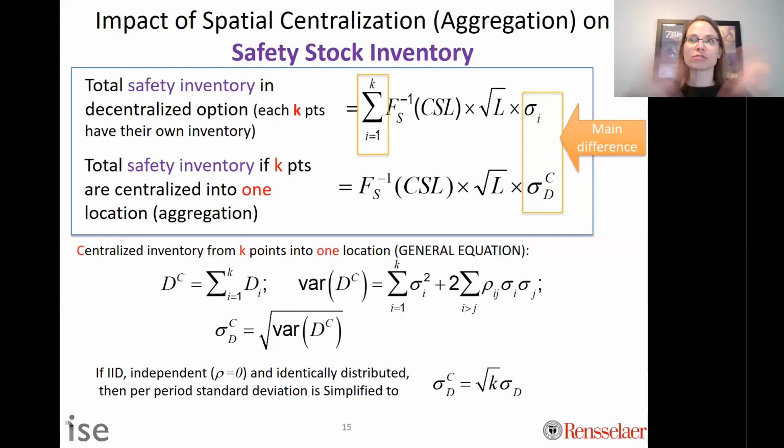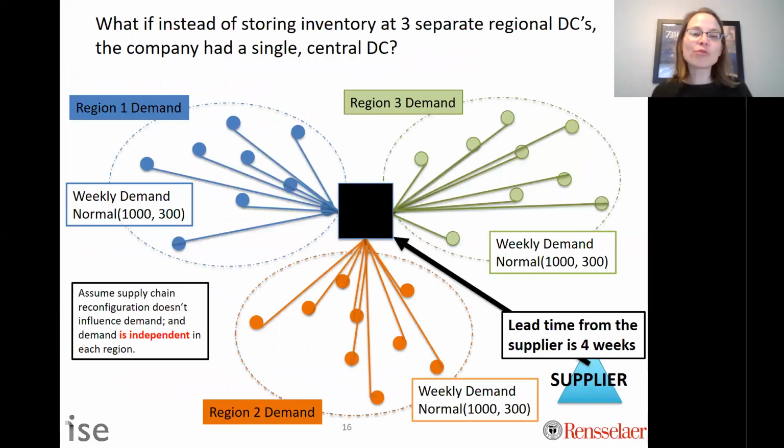All right, so you may say, okay, there's all these equations, let's get back to the example. Okay, so if we go back to this example, and instead of having 3 separate, we have a single distribution center. And remember, each of these regions is assumed to be independent, and we're also going to assume that the demand didn't change just because we changed our supply chain configuration. So in other words, our demand is independent of how many distribution centers we have and where they're located.